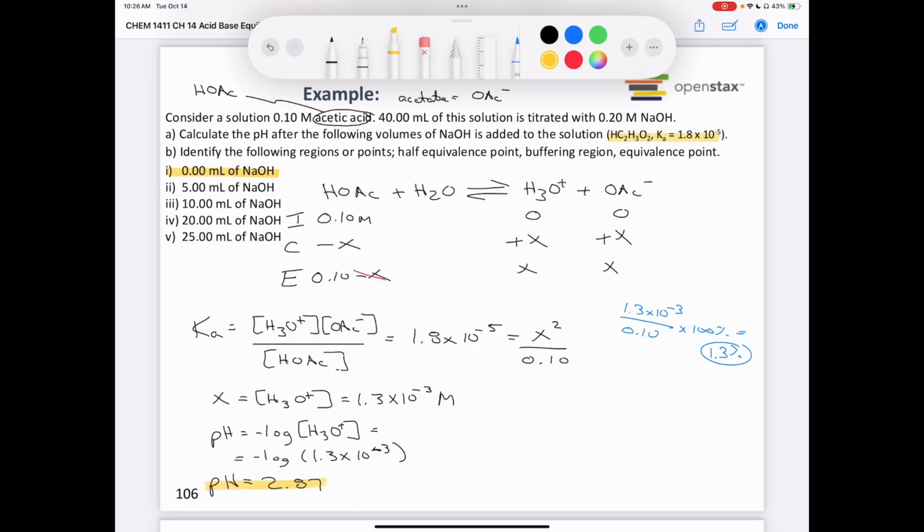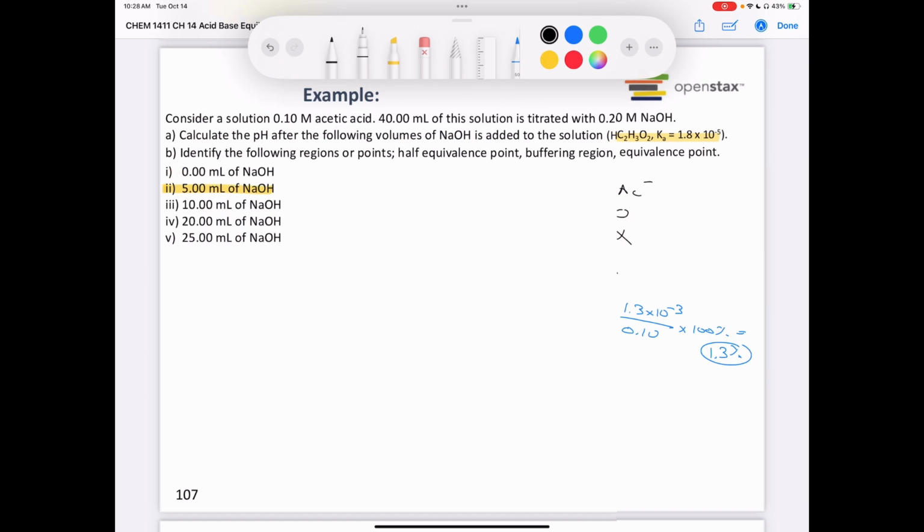So now what we're going to do is go to a clean page and figure out what's the pH after we've added 5 mL of sodium hydroxide. All right, so now we're going to react our acetic acid with 5 mL of sodium hydroxide. So our sodium hydroxide is going to react with our acetic acid.